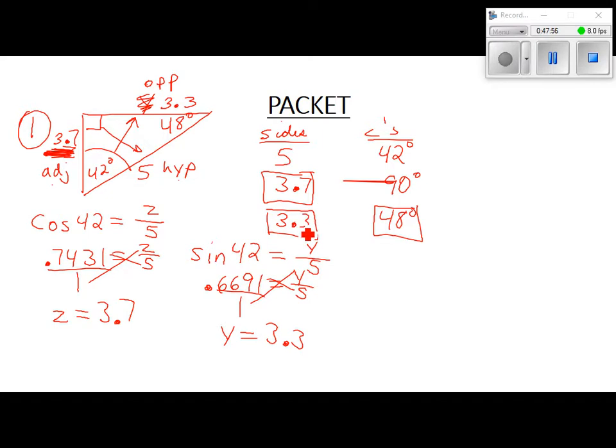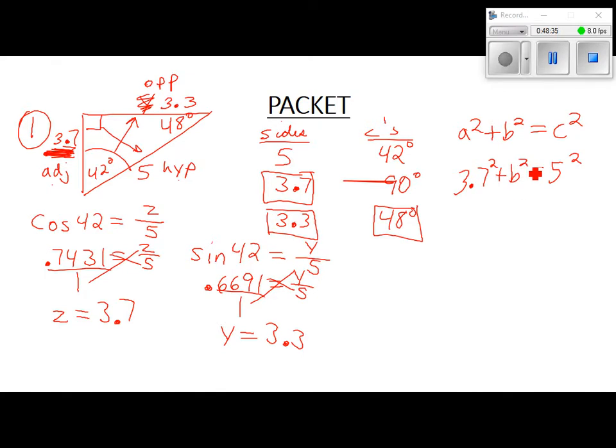Let's use Pythagorean's theorem. What answer should we get for Y when we use Pythagorean's theorem? 3.3. We'd better get somewhere real close to 3.3. So if I use Pythagorean's theorem, a squared plus b squared equals c squared. Which one's the c? The 5. So you've got to make sure the hypotenuse goes in that spot. We've got 5 squared. What's the a? 3.7. We don't know the b yet, right? So that's the b squared. We don't know the 3.3. Well, that's what we were trying to find here.